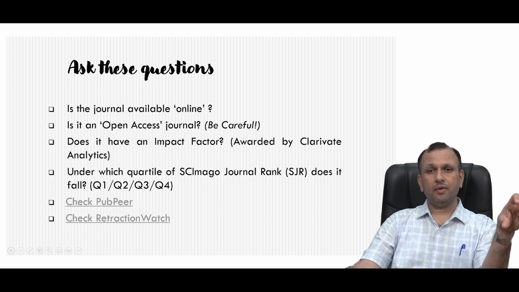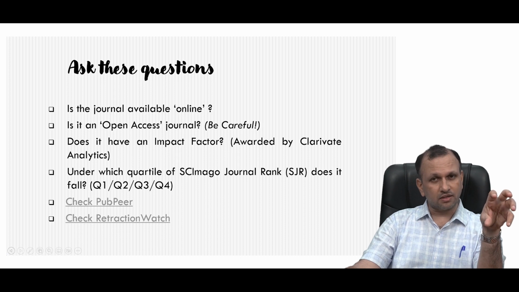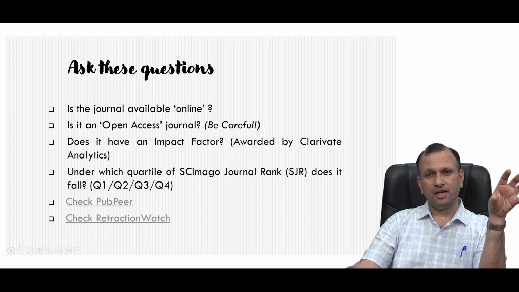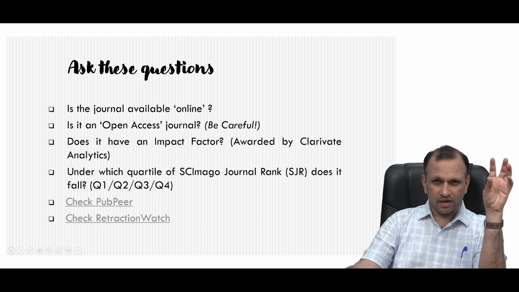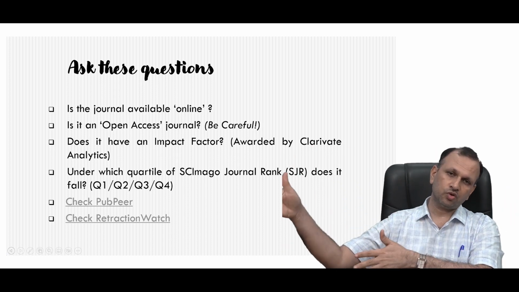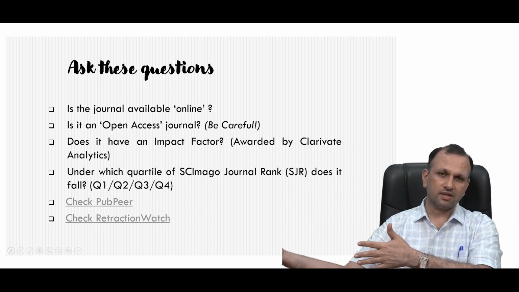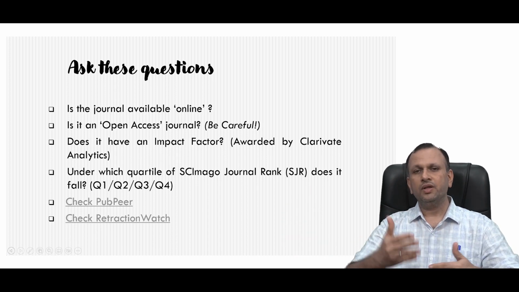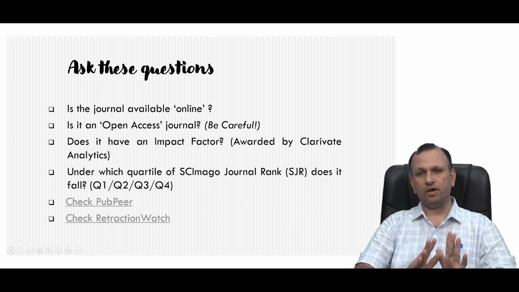The same journal may be in different quartiles in different fields. In Ayush or CAM, a journal may be in Q1 or Q2, whereas the same journal, when it comes to maybe pharmaceutical sciences, may be in Q3 or Q4. So that depends on the area in which you are looking.